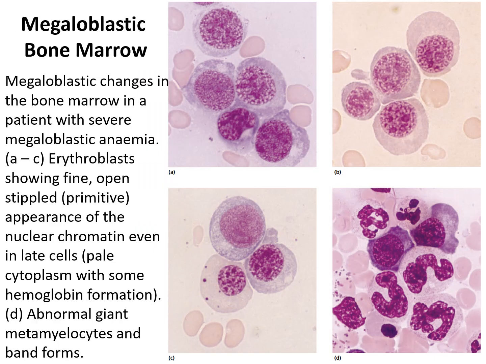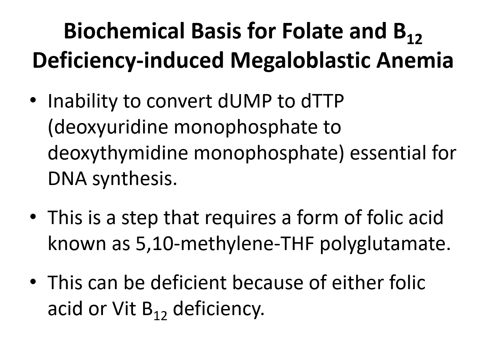In the bone marrow, again, you see these similar large cells, the megaloblastic changes, and the erythroblasts. You can see these fine stippled nuclei, the chromatin, abnormal development. I'm sorry I missed it, but you can also see in the lower slide, on the right, the metamyelocytes, which are also enlarged.